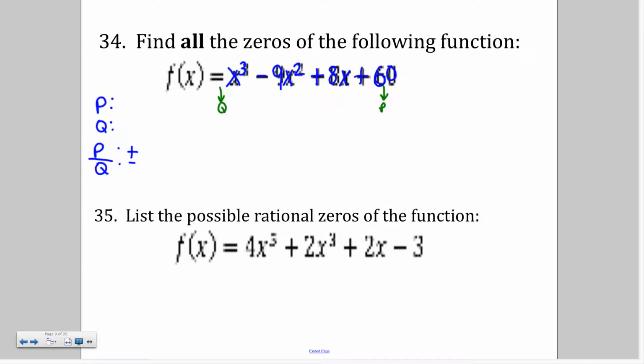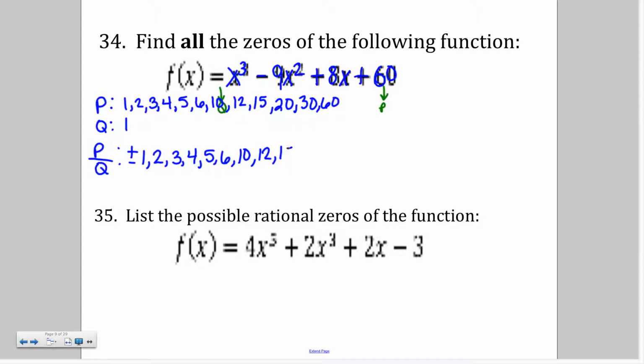Now our factors of 60: 1, 2, 3, 4, 5, 6, 10, 12, 15, 20, 30, and 60. Now, if we do all the p over q's, that means we put all of our p values over all of our q values. That means 1 over 1 becomes 1, 2 over 1 is 2. So we're just going to rewrite these because anything over 1 is going to be itself.